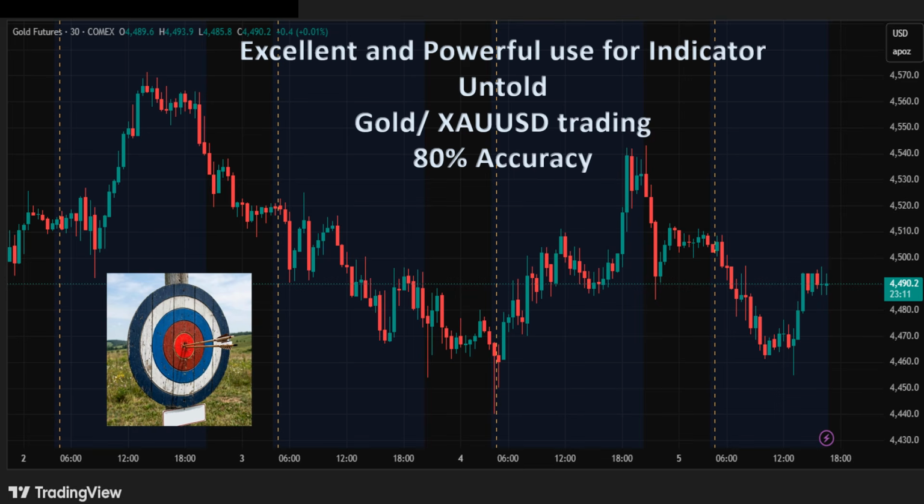Excellent and powerful use for indicator. Untold. Gold/ZAUUSD trading. 80% accuracy.